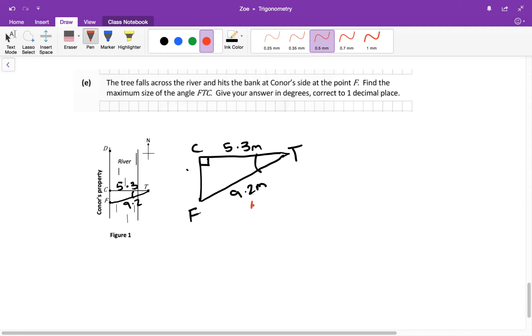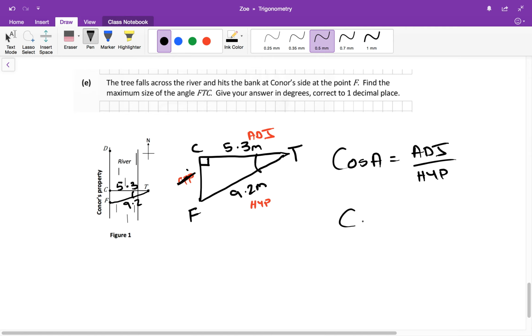So that makes this the hypotenuse. There's your angle, which means this is the opposite. And then this here is the adjacent. So the only one that doesn't have a number on it is the opposite, so I'll eliminate that, which means I'm looking for adjacent and hypotenuse, and that's cos. So the cos of the angle is adjacent over hypotenuse. The cos, we don't know the angle, is 5.3 over 9.2.